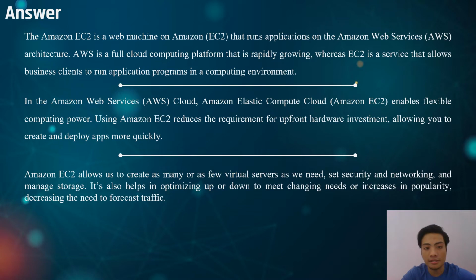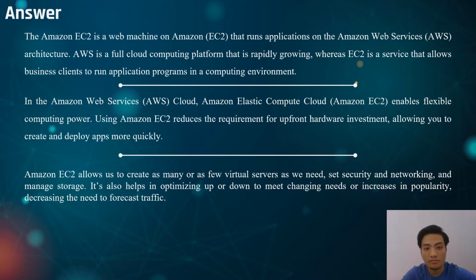The answer for question 1: Amazon EC2 is a web machine on Amazon that runs applications on the Amazon Web Services architecture. AWS is a full cloud computing platform that is rapidly growing, whereas EC2 is a service that allows business clients to run application programs in a computing environment.